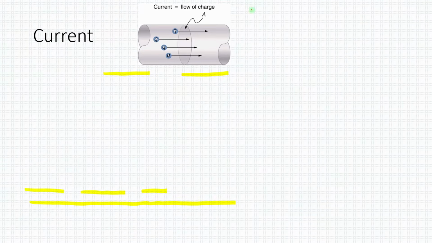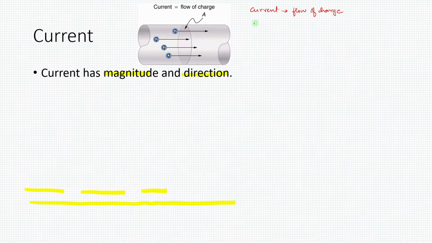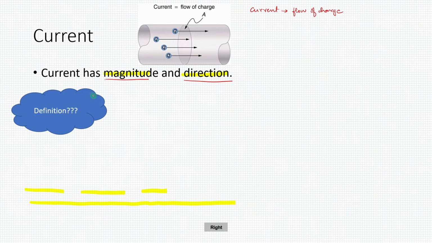Next is the definition of current. Basically, current is nothing but the flow of charge. Charge definition we have seen. Current is nothing but the flow of charge. For a proper definition, current should have a magnitude and it should have a direction. For charge, there is only magnitude, but for current, you have both magnitude and direction.